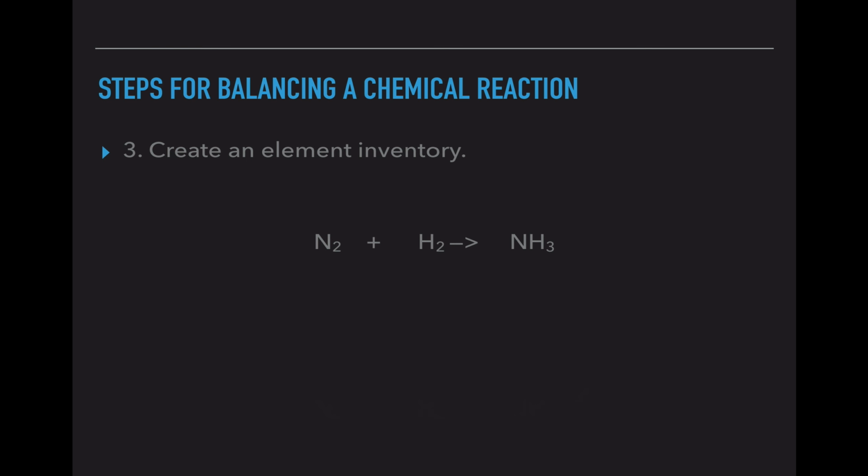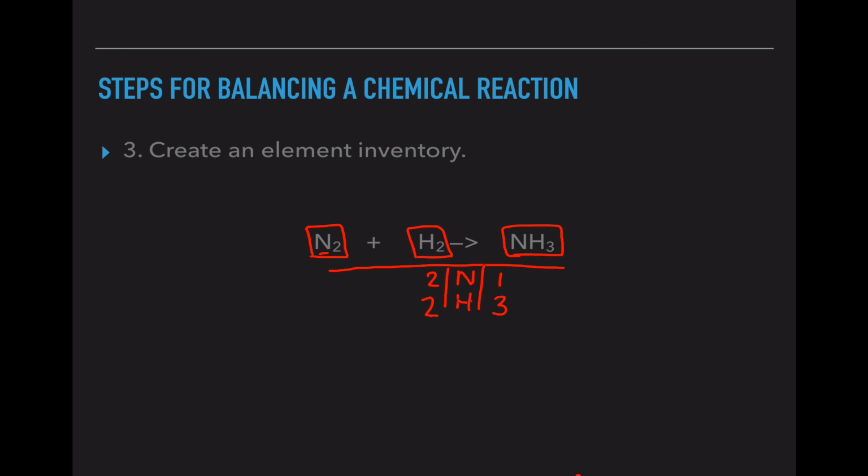Step 3, create an element inventory. So I'm going to show this to you in kind of a T-chart. Underneath this chemical formula, I'm going to put an N and an H down the center of a T-chart. On the left, I have 2 N's and 2 H's. On the right, I have 1 N and 3 H's. Now I'm going to add my boxes around those chemical compounds to remind me that I cannot change anything inside.